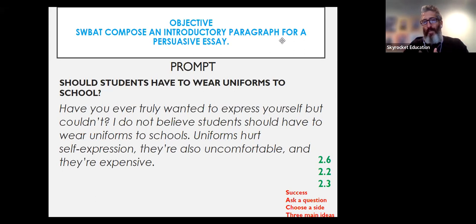I just want to read through my exemplar, and then I want to talk to you about why I chose these three ideas, and I'm going to connect them directly to those steps for success, which you see on your screen. And so then I would read through this piece. Students wouldn't be doing anything except tracking me, but if it was a more advanced teacher, you can have them underline where you see me asking a question, circle where you see me choosing a side, put a squiggly line under where you see those three main ideas.